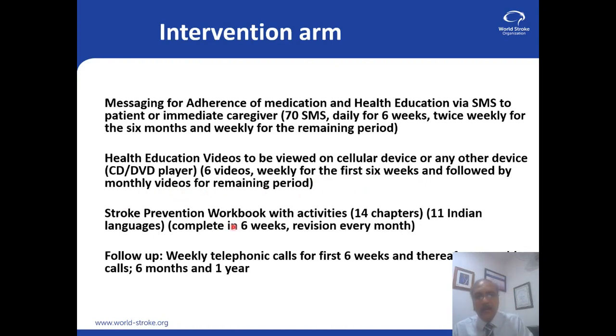In addition, they were asked to complete a workbook which had 14 chapters and was translated into 11 Indian languages. They had to complete one exercise every week for 6 weeks and revision every 1 month. In the intervention arm, patients had a weekly call for the first 6 weeks and thereafter monthly for 6 months.